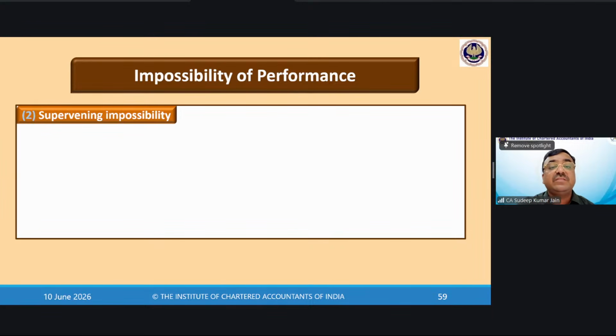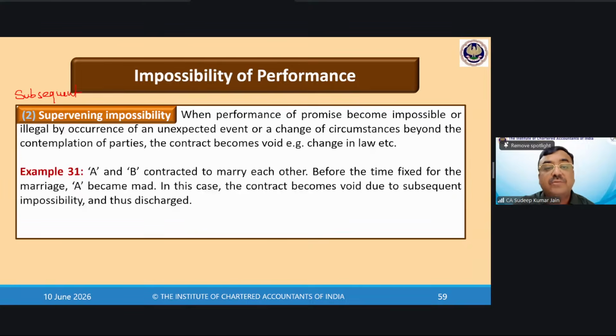Supervening impossibility means subsequent impossibility. Subsequent impossibility means impossibility that arises after the contract was entered.